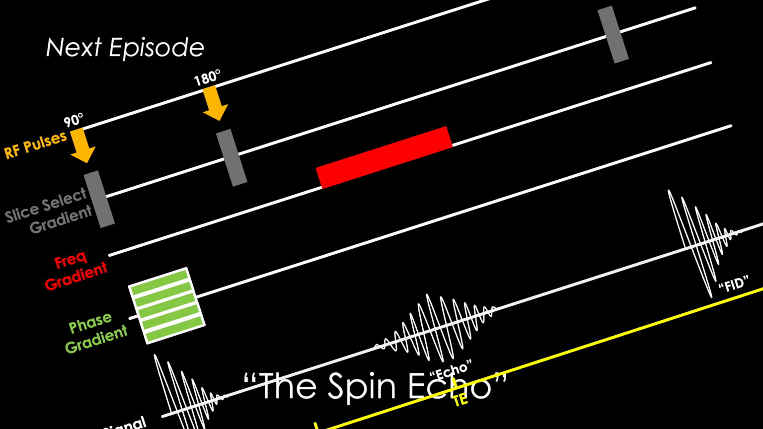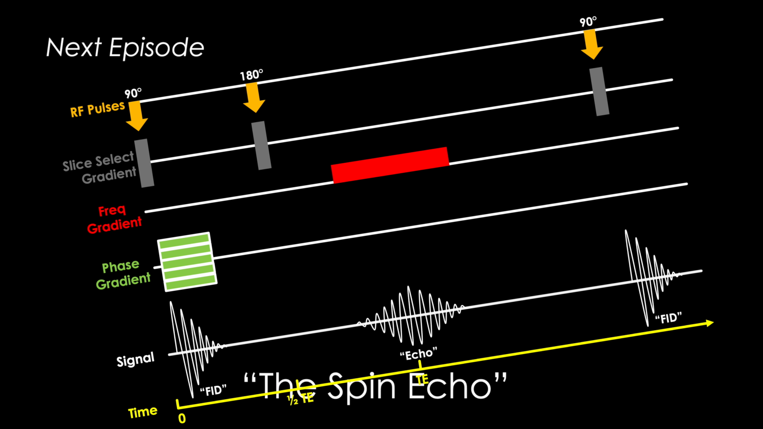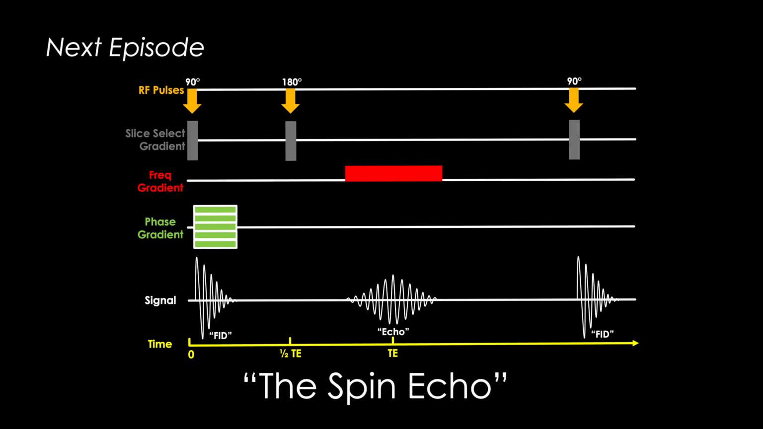So with this knowledge of how we form an echo, we can build our first full pulse sequence diagram and begin our discussion on the spin echo series of sequences on the next episode of MRI Physics Explained.